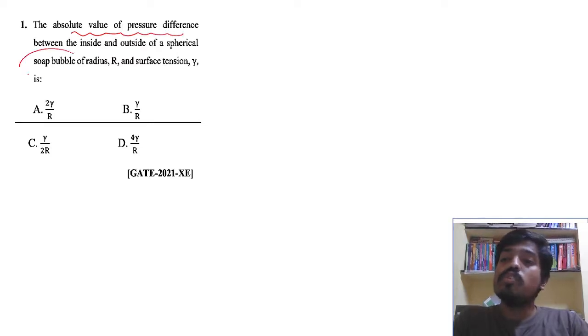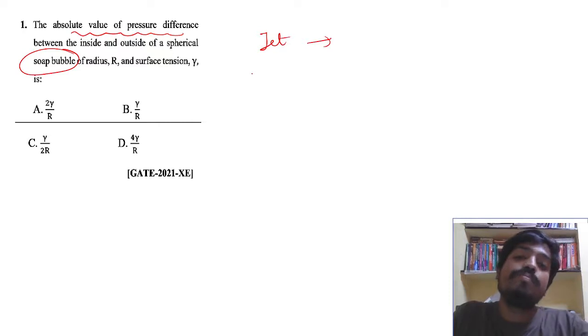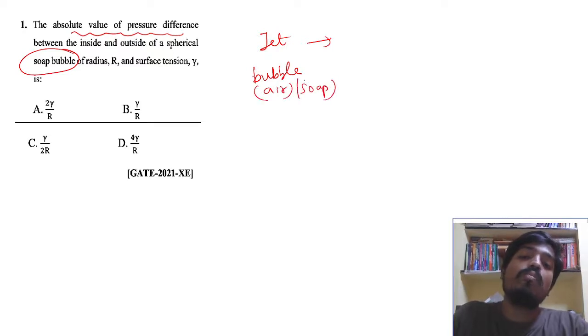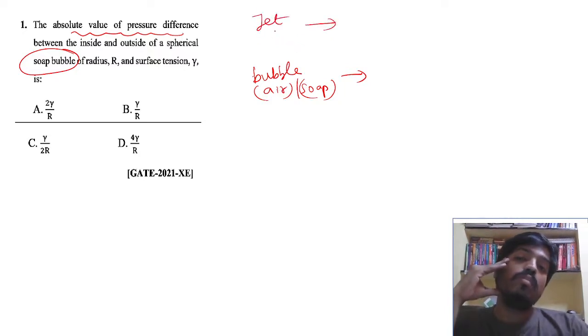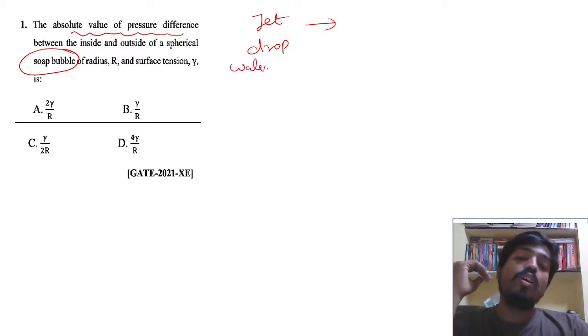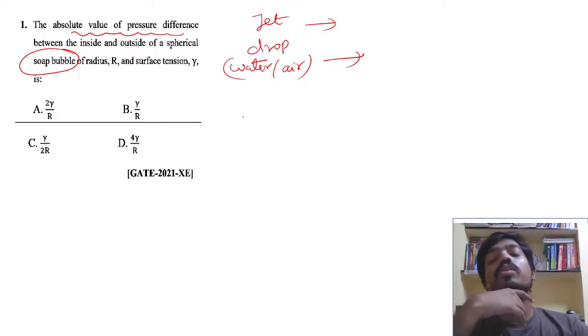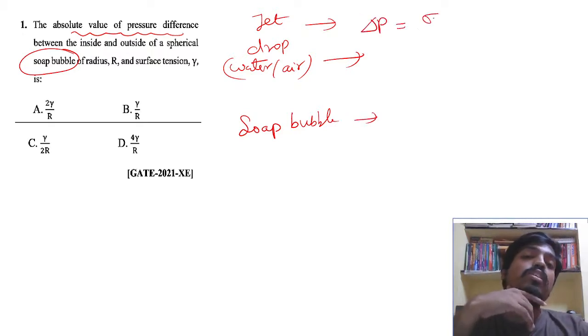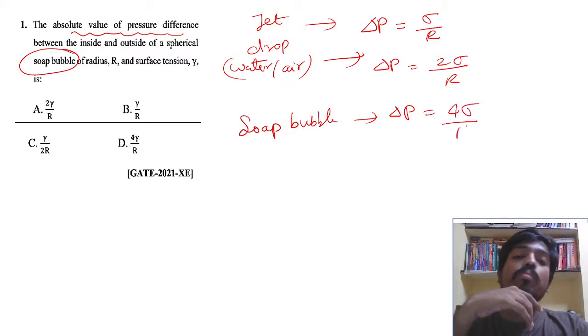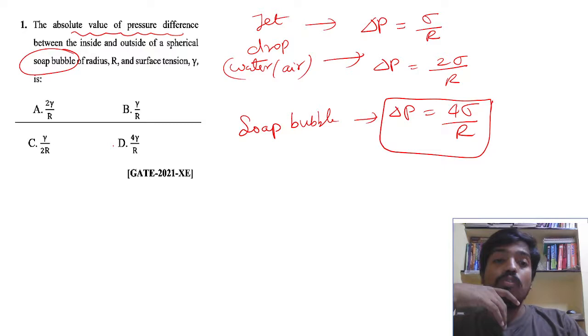Absolute pressure or pressure difference for a soap bubble. Remember this. Jet, bubble. A bubble can be an air bubble or a soap bubble, whatever. Jet, drop, it can be water, and an air bubble also comes under this. Only the soap bubble you have to keep separately. Excess pressure is equal to sigma by R. Excess pressure is equal to 2 sigma by R. Excess pressure is equal to 4 sigma by R. So bubble, 4 sigma by R.